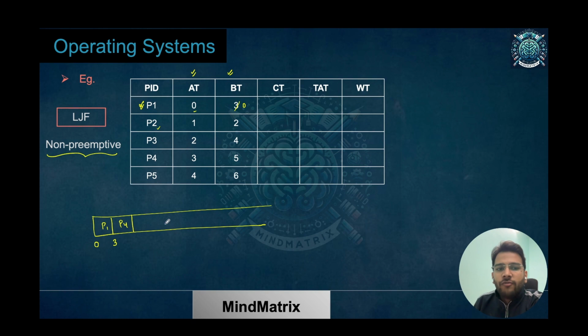So for the entire 5 units of time we are going to schedule. So 3 plus 5 it is going to be 8. P4 has also completed its execution.